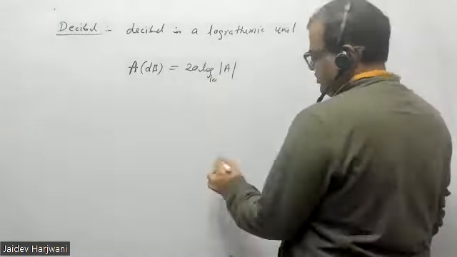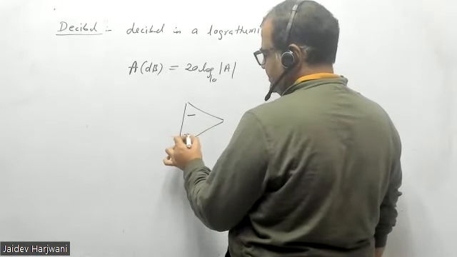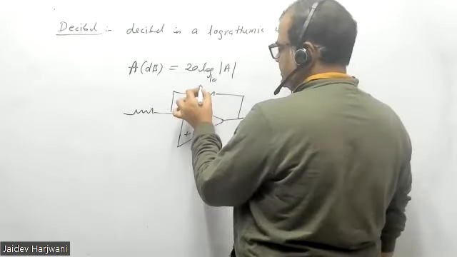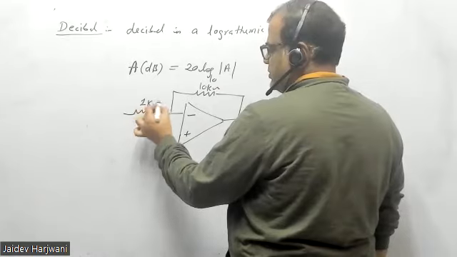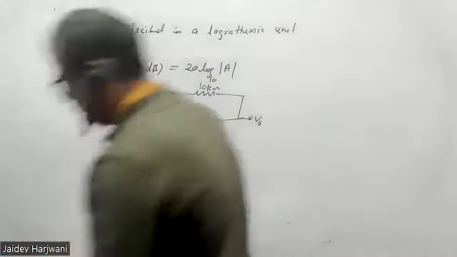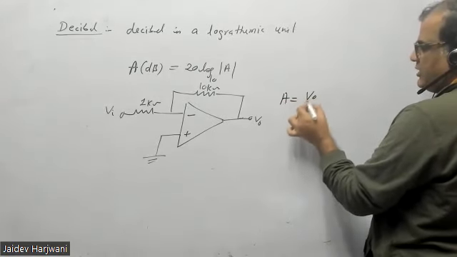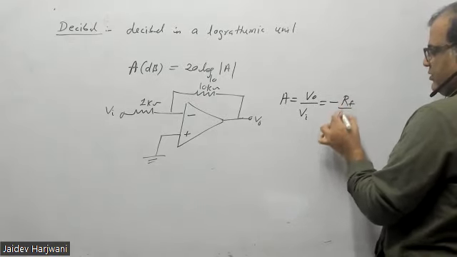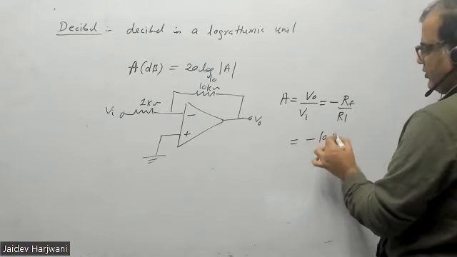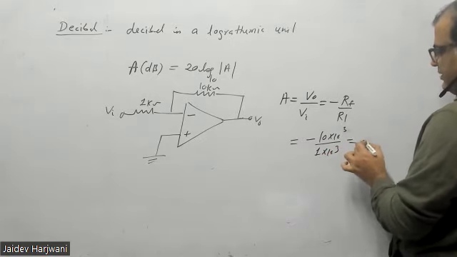That's a logarithmic unit. For example, say I have a circuit, say minus plus, this is 10 kilo ohm, this is 1 kilo ohm, this is my V input and this is ground. Now if I calculate the gain for this circuit, the gain will be V naught upon V input, that is minus RF upon R1. The gain will be minus 10 kilo ohm upon R1, which is 1 kilo ohm. So the gain becomes minus 10.